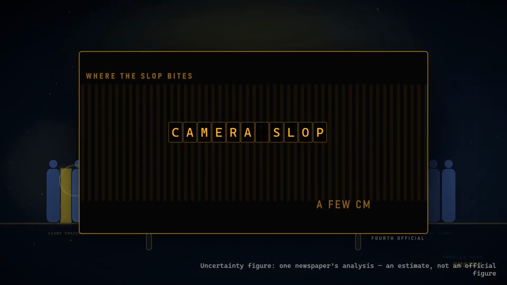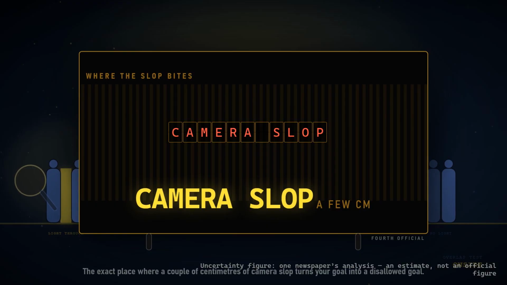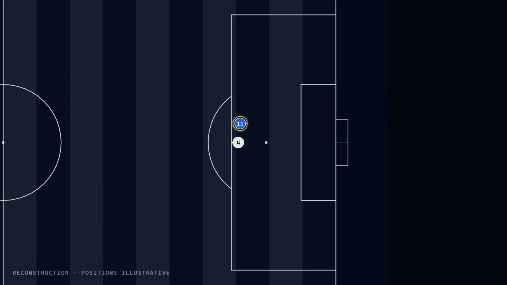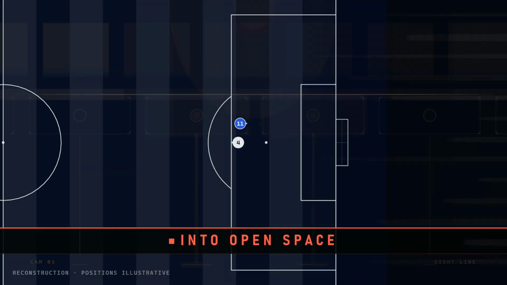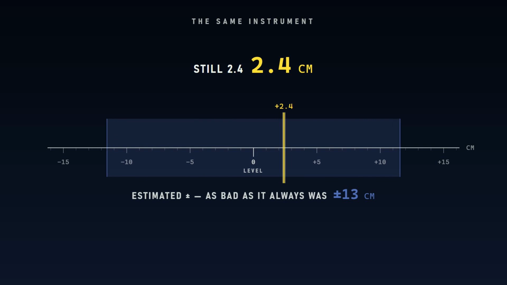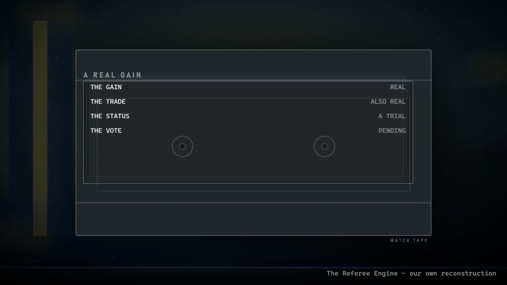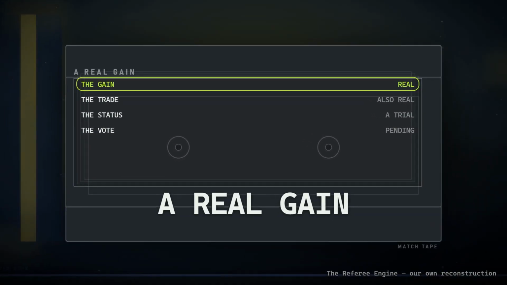Under the current law, the boundary runs through the middle of 2 overlapping bodies, the exact place where a couple of centimeters of camera slop turns your goal into a disallowed goal. The trial law pushes that boundary past the far side of the defender, into open space where nobody is standing. The measurement is as bad as it always was. It is just not being asked to do anything hard. That is a real game, and you should not let anyone talk you out of it.